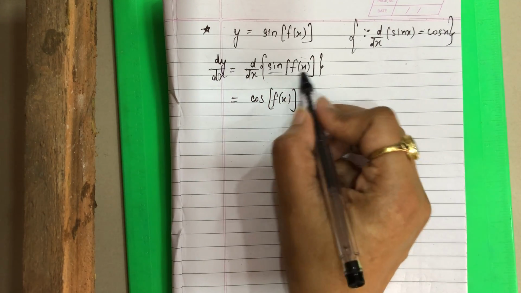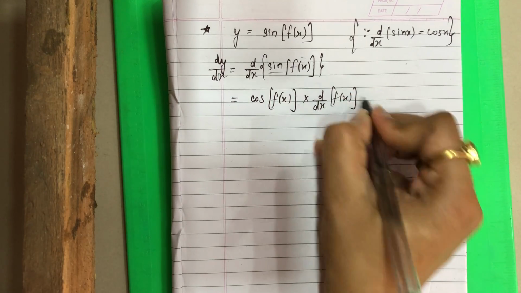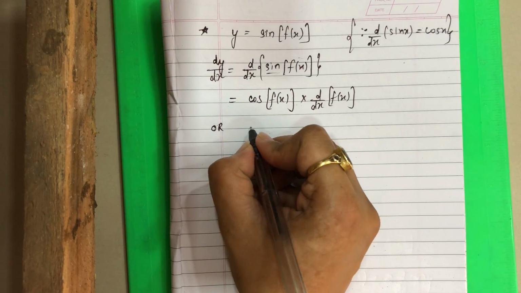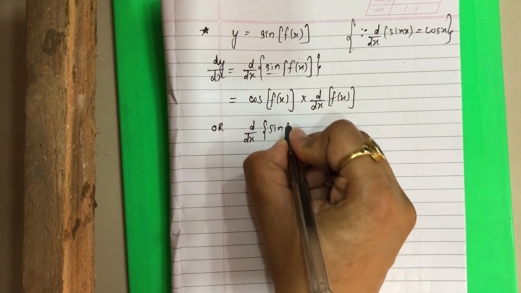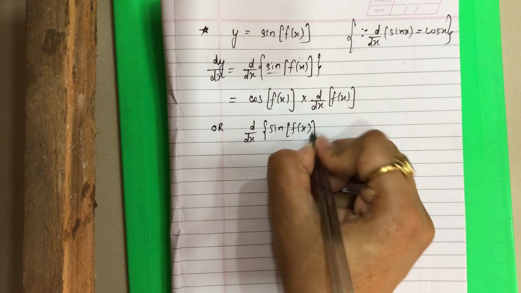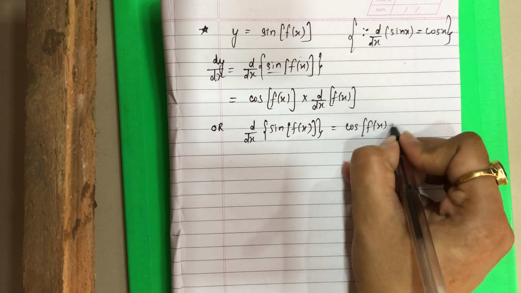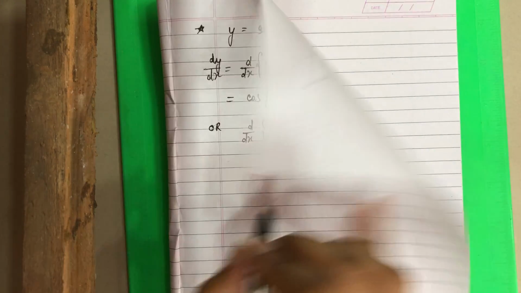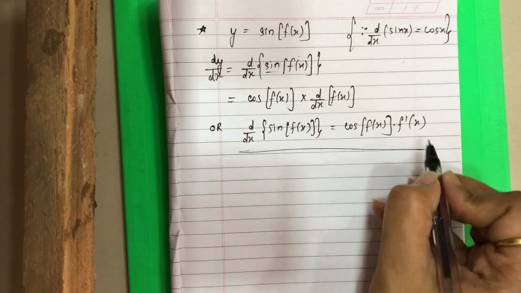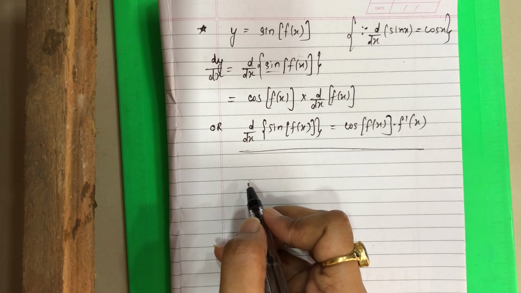So again differentiate this f(x). So d by dx of f(x). Or you can say d by dx of sine f(x) is equal to cos f(x) into f dash x. This is the formula for finding out the derivative of sine f(x).